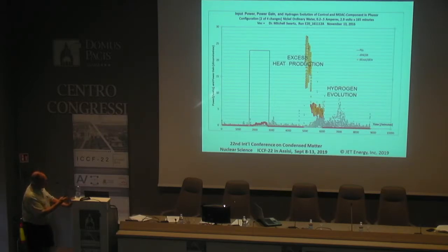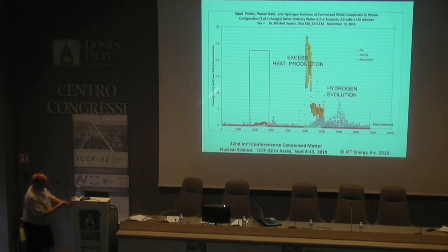Here you can see it. This is the ohmic control. This is the output heat. This is hydrogen generation. And here we have the active state, much less electrical input, massive amount of heat production. This device gives as much as 70 watts excess power output.